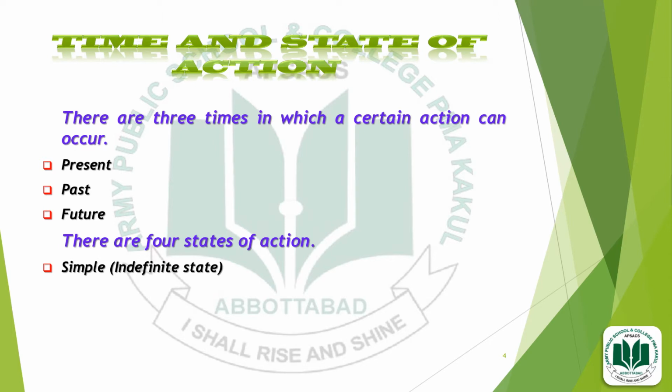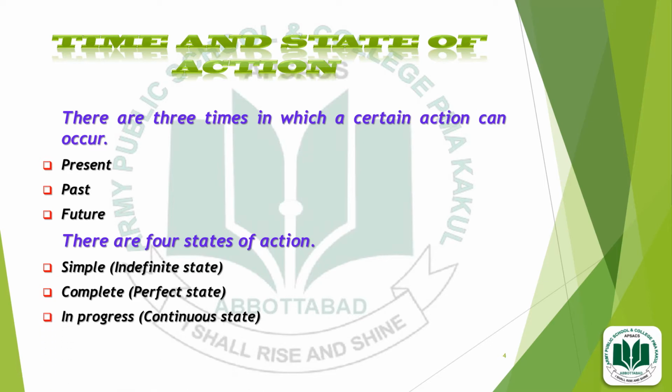First is simple. We call simple state as indefinite state also. Then complete, which means perfect. The action is completed. Third is in progress, means continuous state where action is still going on. And the last one is complete as well as continue, and we call it perfect continuous state.